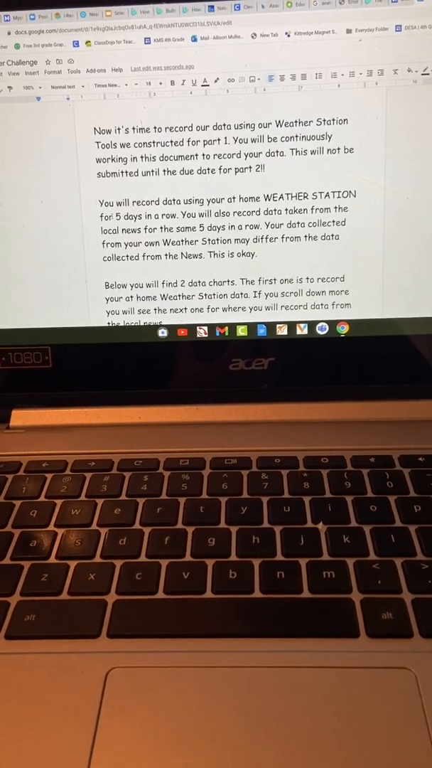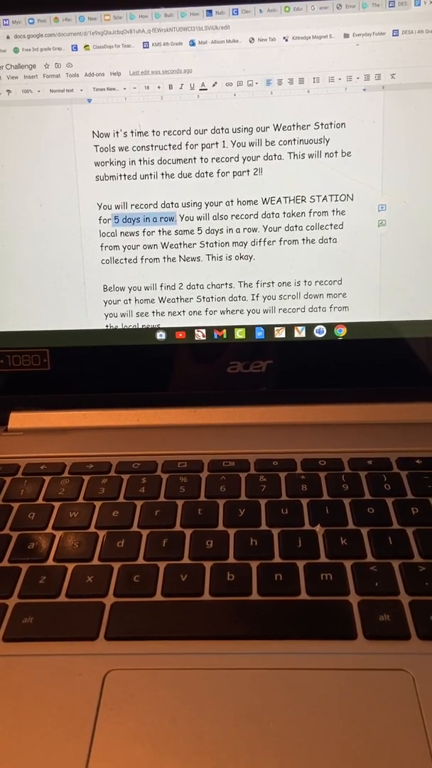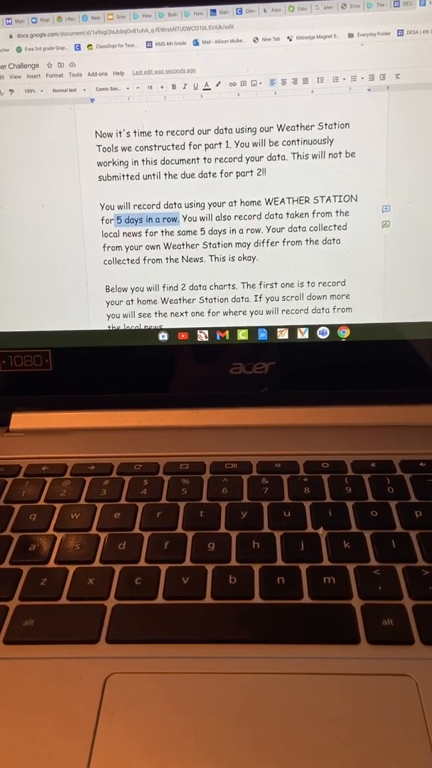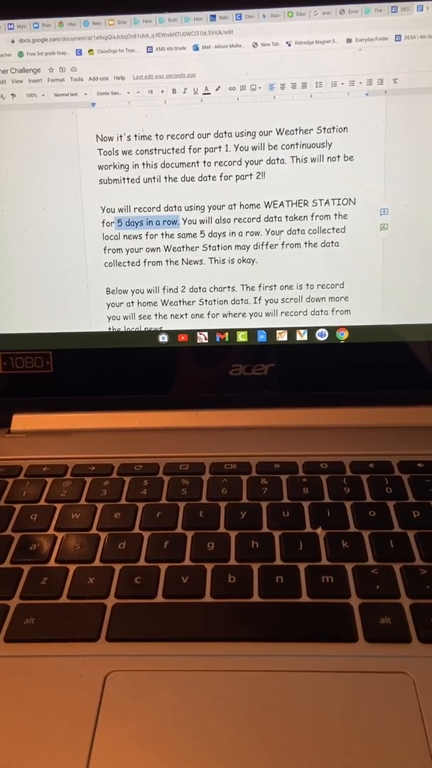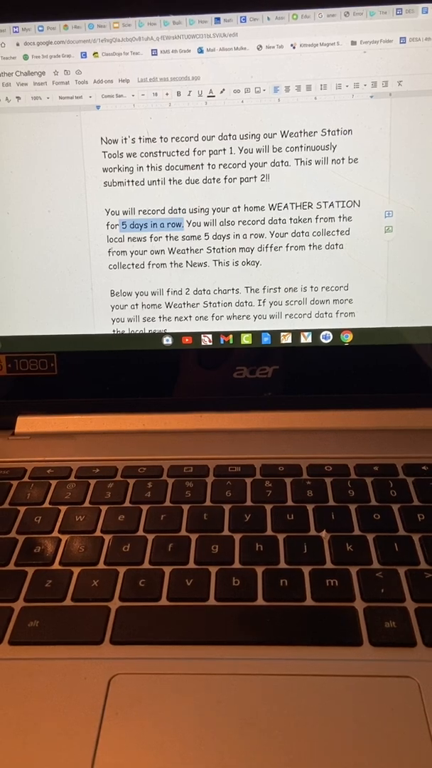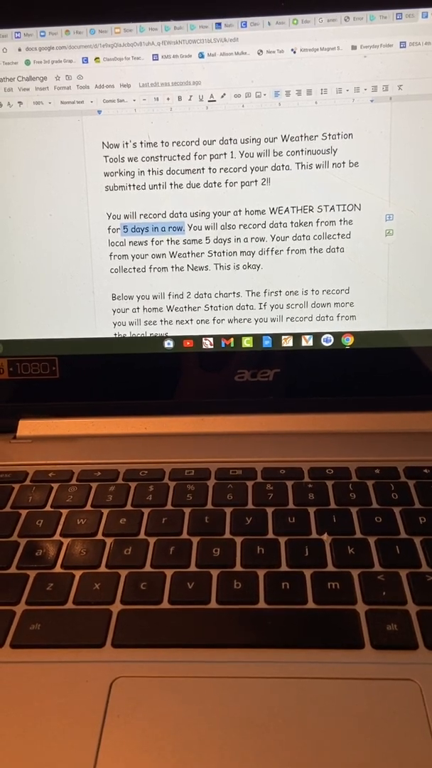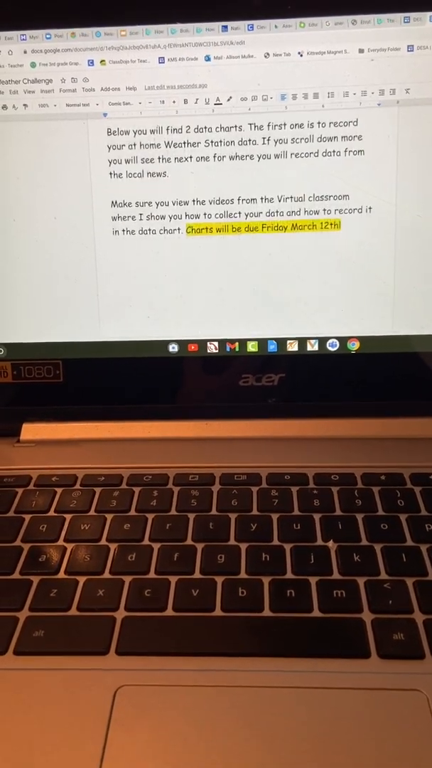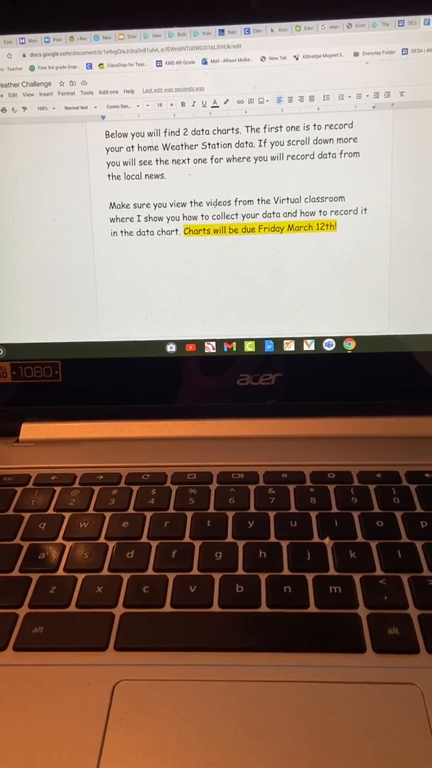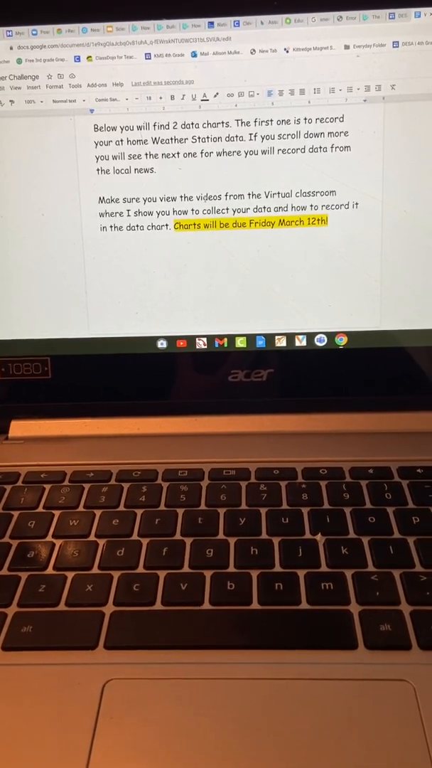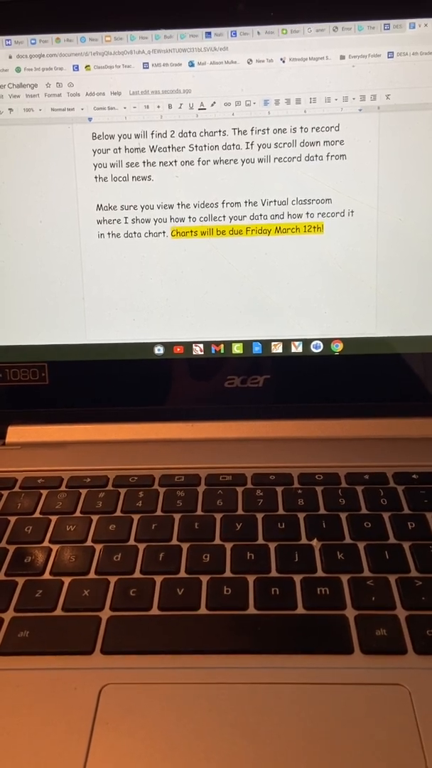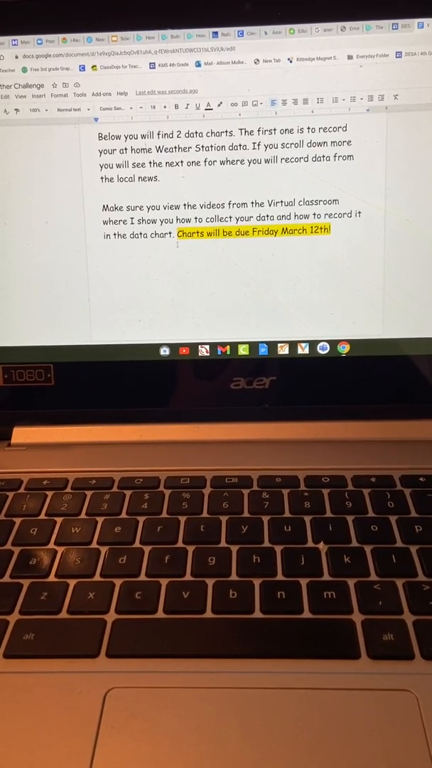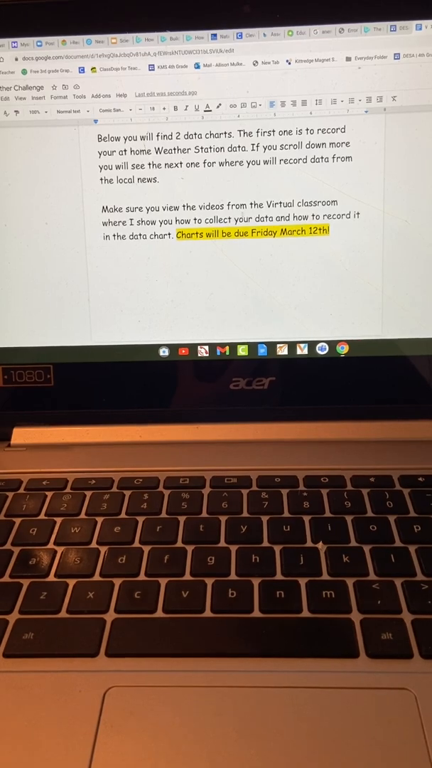It's going to remind you that you will be doing this for 5 days in a row, and that you're also going to record data taken from the local news for the same 5 days in a row. And that your data collected and the news data might be different, and that's okay. So below, you're going to find two charts. The first one is to record your at-home weather station. The second will be to record the local news weather report. And just a reminder, these charts will be due Friday, March 12th.